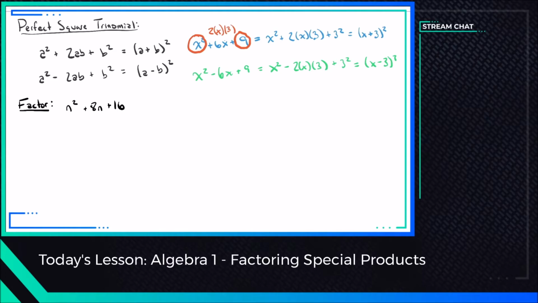Let's break this down. The square root of 16 is going to be equal to 4, and then if we divide 8 by 2, notice that's 2 times 4, right? And then we have this hidden 1 out there, so we can add that 1 right there. So this can be rewritten as n squared plus 2 times n times 4 plus 4 squared. So we are in this top category. And so that would be equal to (n plus 4) squared.